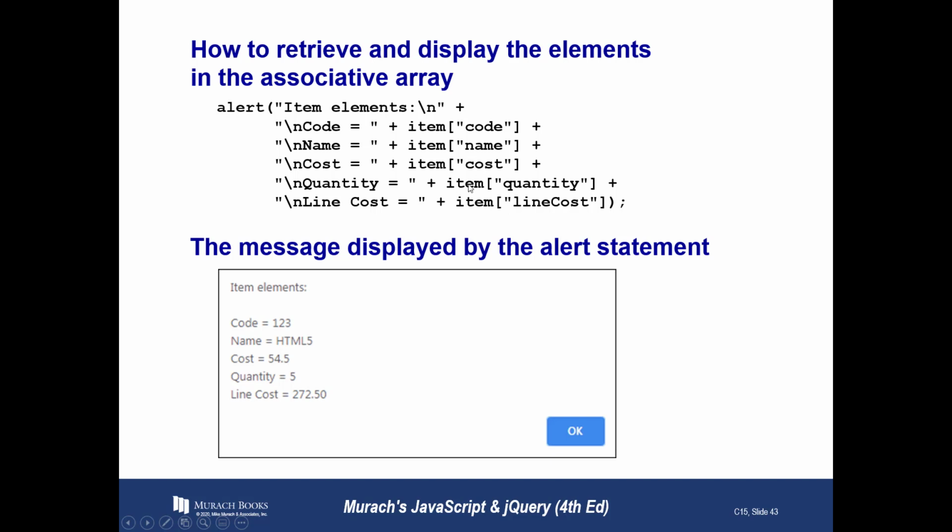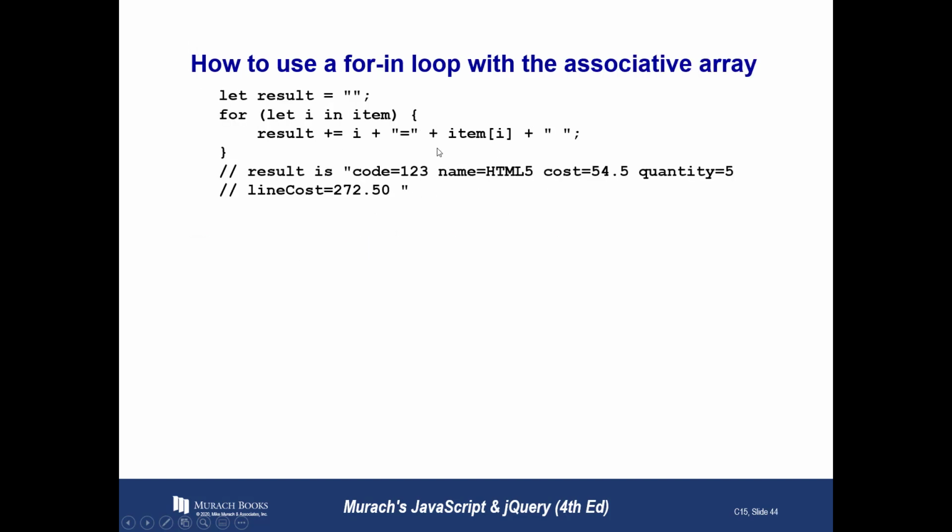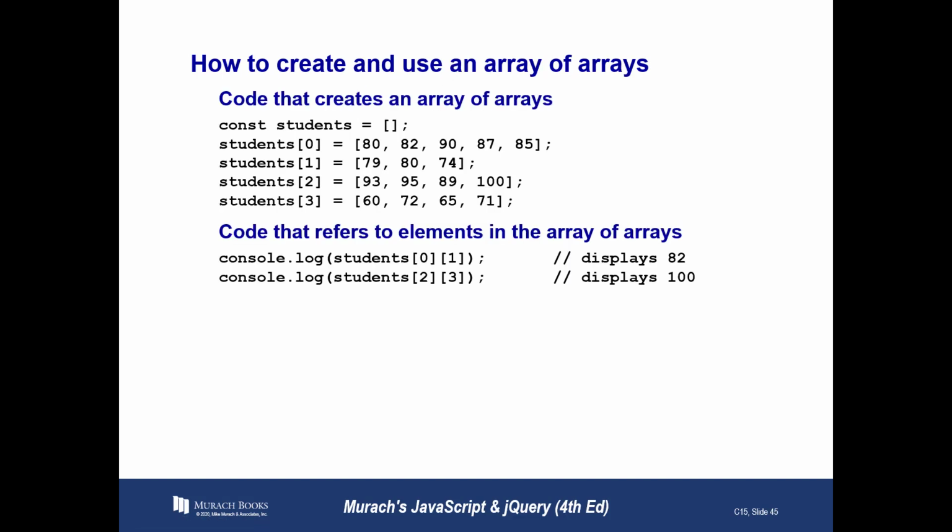All right, and you'll notice here that's when they're grabbing all the stuff. You can use, as it says, a for-in loop with an associative array. All right, how to create and use an array of arrays. Most people would call this a 2-dimensional array.